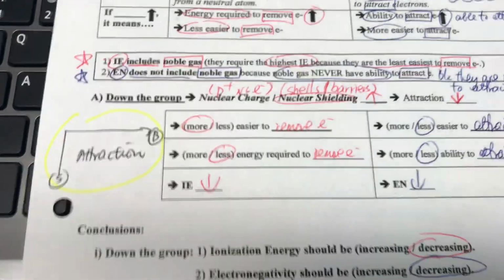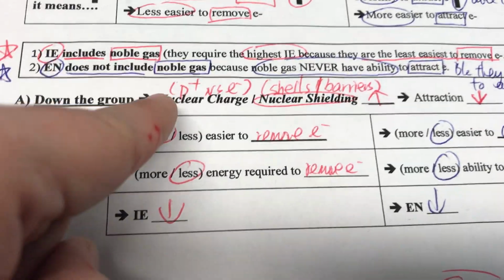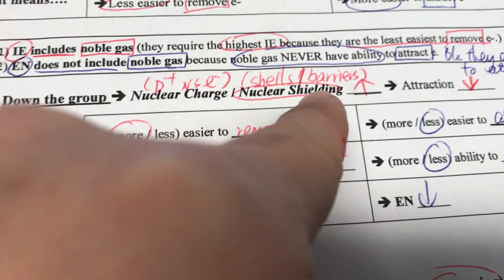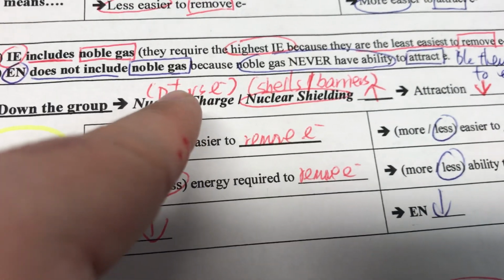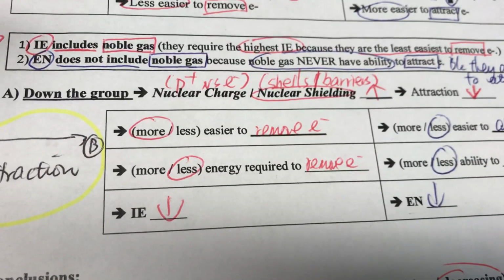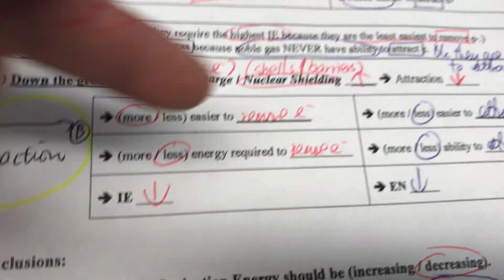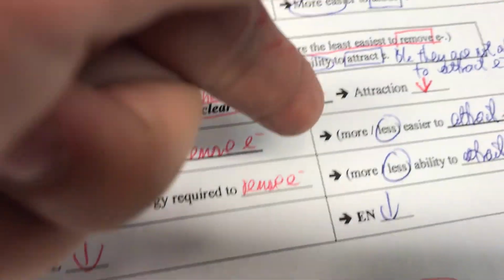Now we're going to talk again about going down the group. Remember, when we say down the group, we have nuclear charge and nuclear shield. Nuclear charge is talking about proton versus electron, and nuclear shield is talking about shells, talking about barrier. So when you go down the group, you have more and more shells, so nuclear shield is going to take over. Nuclear shield is going to increase.